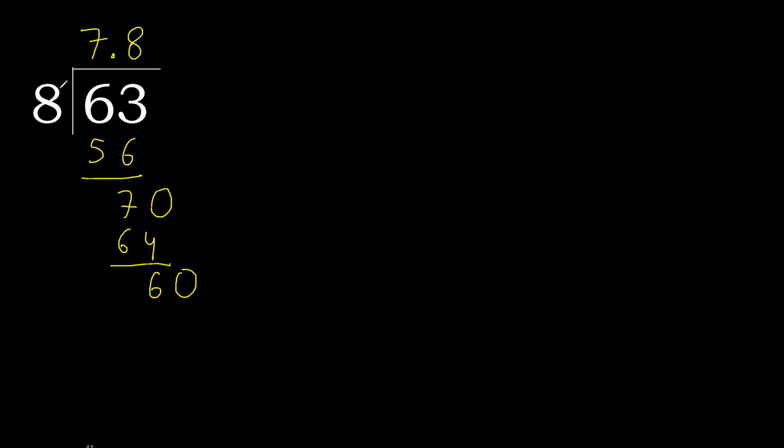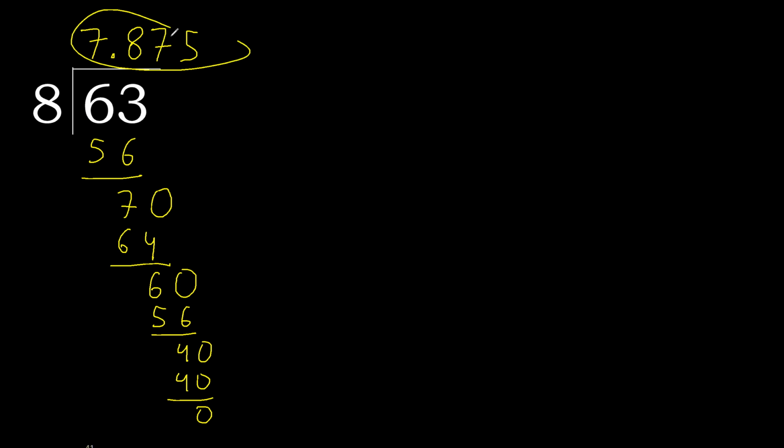60. 8 multiplied by 8 is greater, so multiply by 7, subtract, complete, 40. 8 multiplied by 5 is 40. Subtract, 0, 0, therefore finish it. 63 divided by 8 is here. Okay.